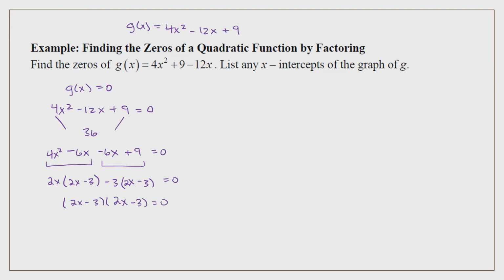Okay, so now I have my quadratic equation written in factored form. So to find my zeros, I'm now going to set the factor equal to 0. Since both factors are the same, I only need to solve for x one time.